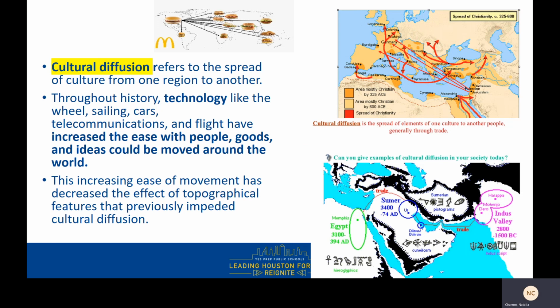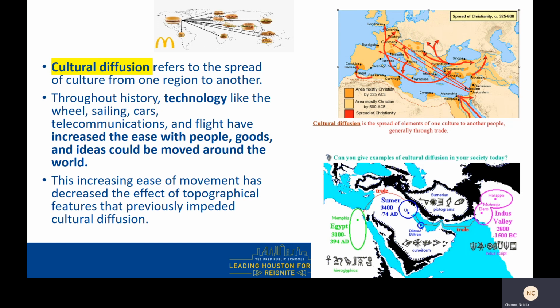Through history, technologies have increasingly made it easier for people to communicate over long distances, which makes cultural diffusion happen more easily. For example, when people invented the wheel, they could move things farther. Then there was sailing, made things even easier. Then the railroad and the steam car and the steamboat, and then cars, and then telecommunications like the telegraph and telephone, and now the internet and flight. They've made it a lot easier for people, goods, and ideas to move around the world.